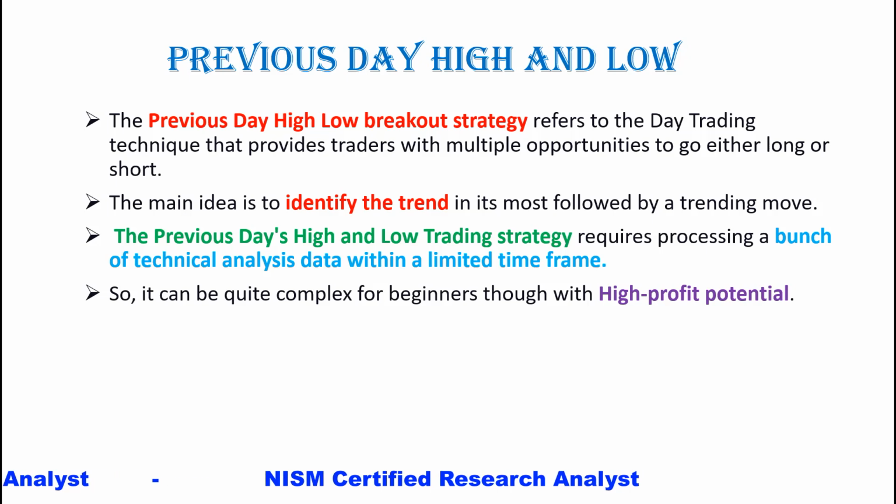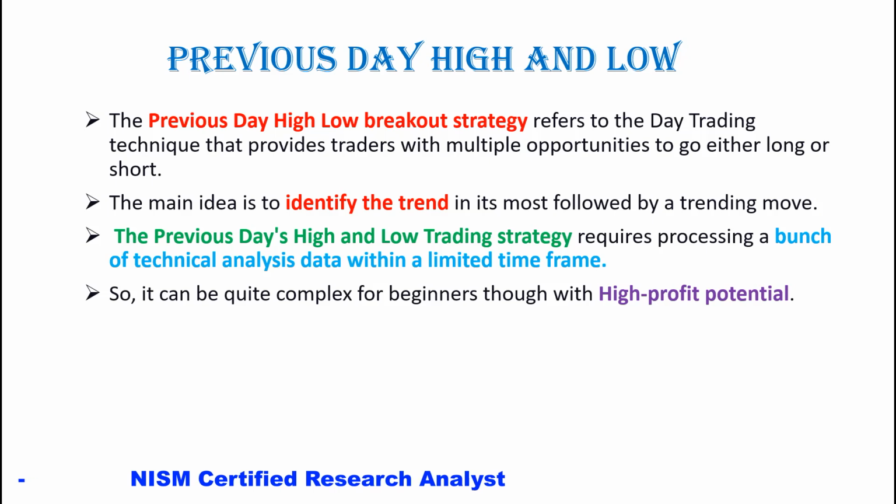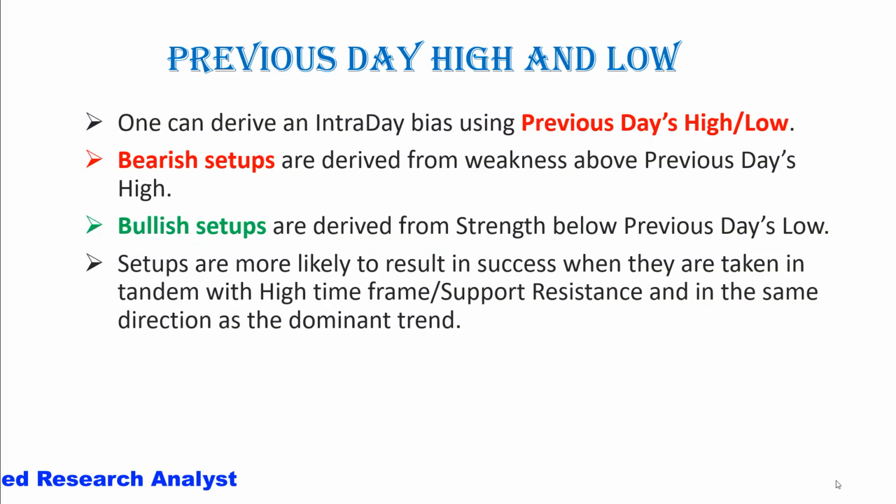Say for example, if you are getting any breakout at the previous day high, that is the PDH, one can consider entering into the long trade. Either way, when we are getting any rejection from the PDH, we can consider that a short trade opportunity. But we cannot come to a conclusion that it is a long or a short trade. We have to analyze the price action too. So how can we identify whether it is a bullish or a bearish setup? One can derive an intraday bias using the previous day high or the previous day low.